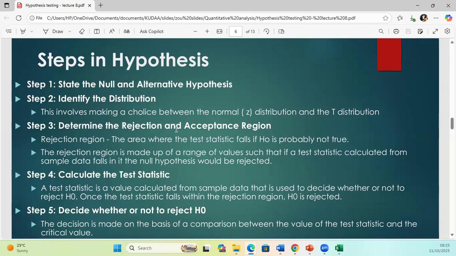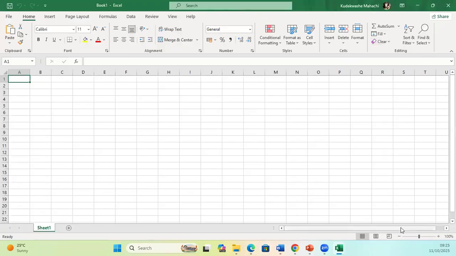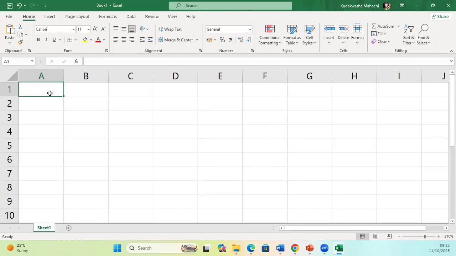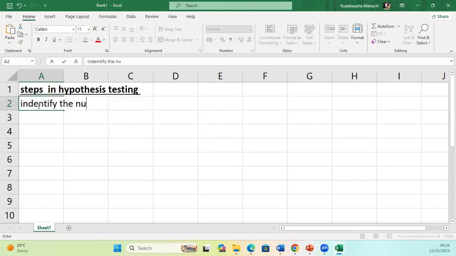So the first step, which is step 1, involves identifying the null and the alternative hypothesis. Someone comes up with a claim and we want to test whether the claim is true or false. We have to conduct a hypothesis test. So steps in hypothesis testing. There are a number of steps that we have to go through if we are conducting a hypothesis test. So what is the first step? The first step is to identify the null and the alternative hypothesis.